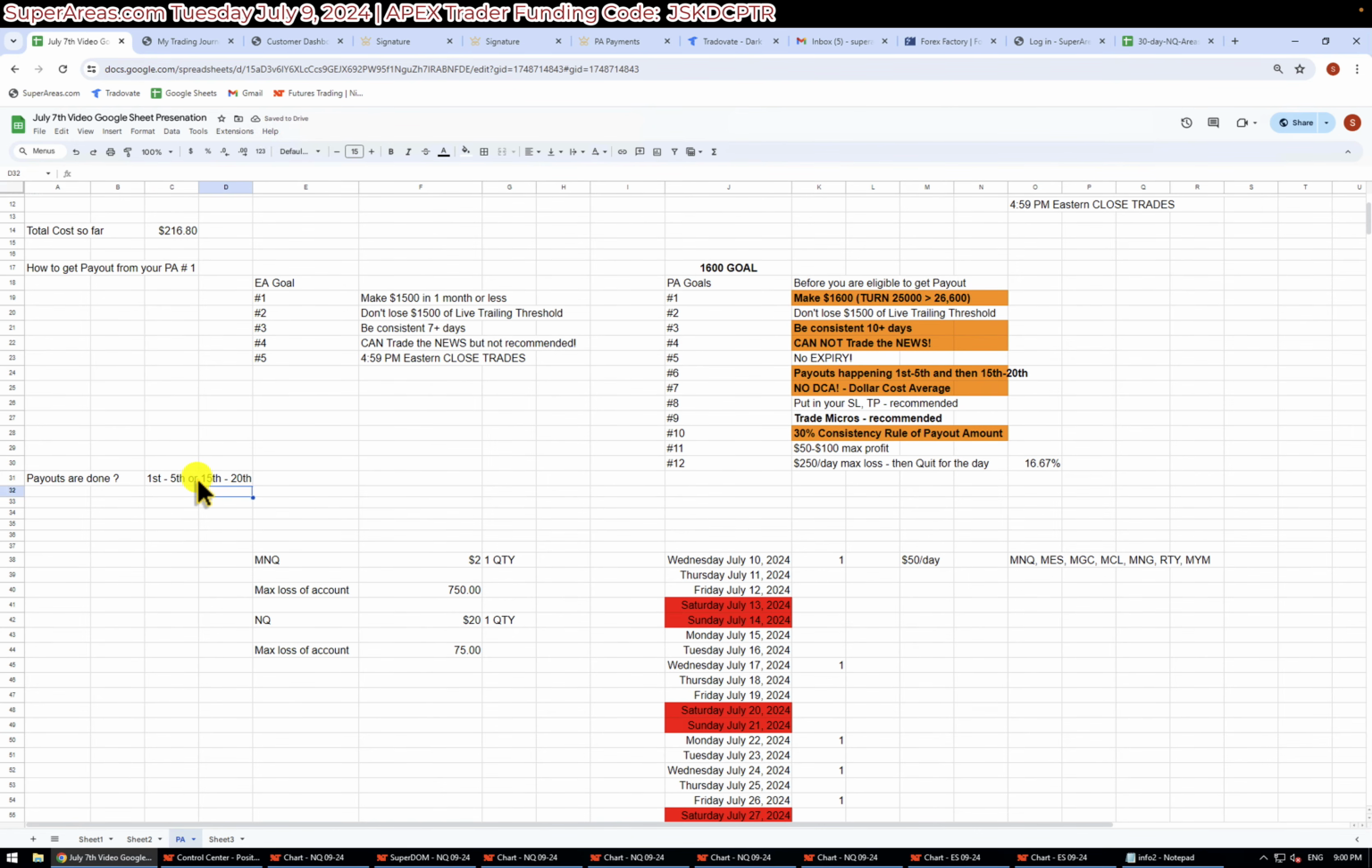If you're trading with consistency, in 1 month you can, because there are technically 10 days times 2, 20 days in a month, in any trading month. So you can get 2 payouts a month if you are a very, very consistent trader.